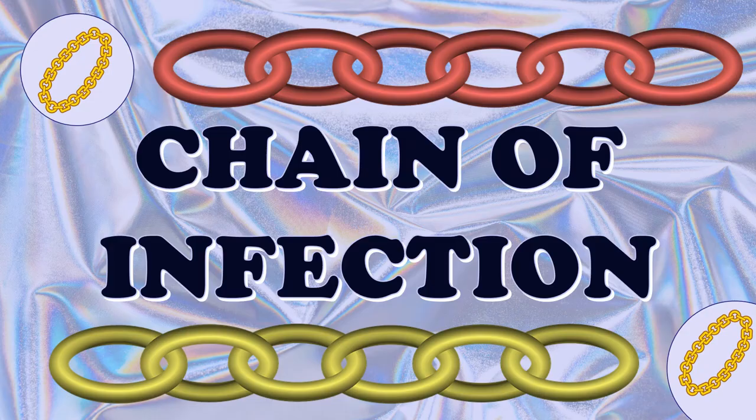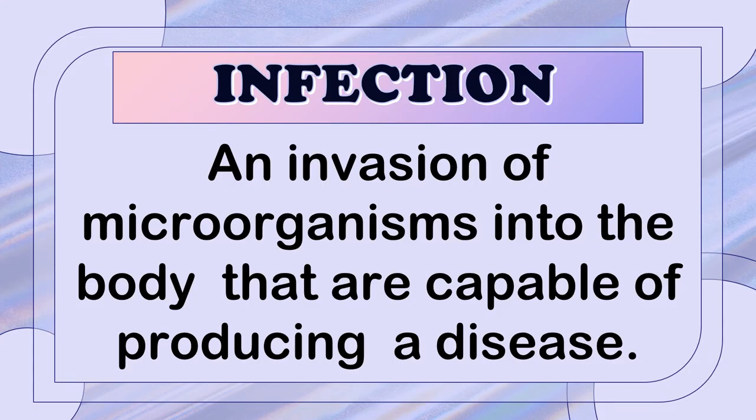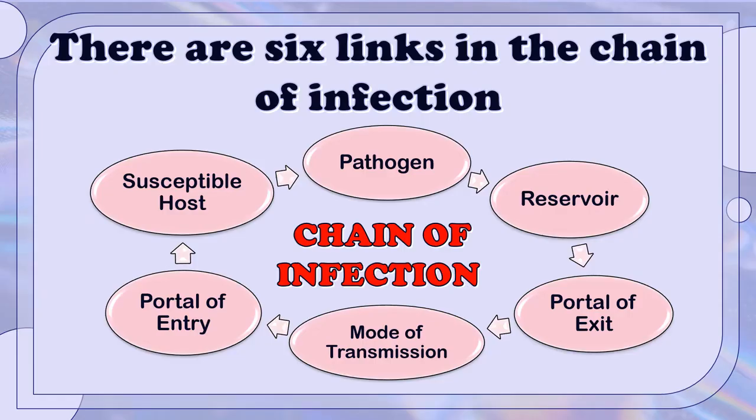For the first topic under this lesson, let's talk about the different links in the chain of infection. First, let's define what infection is. When we say infection, it is an invasion of microorganisms into the body that are capable of producing a disease. In this chain of infection, we have 6 links.